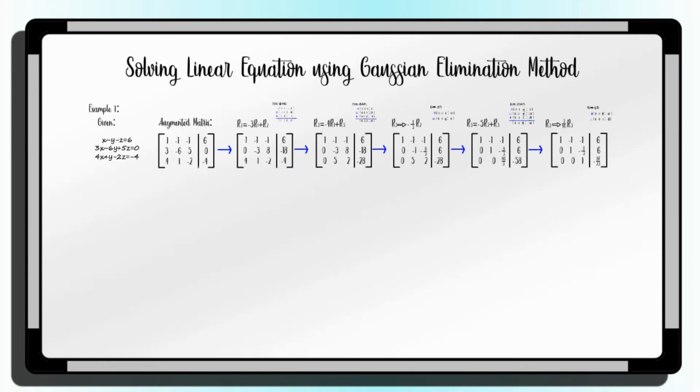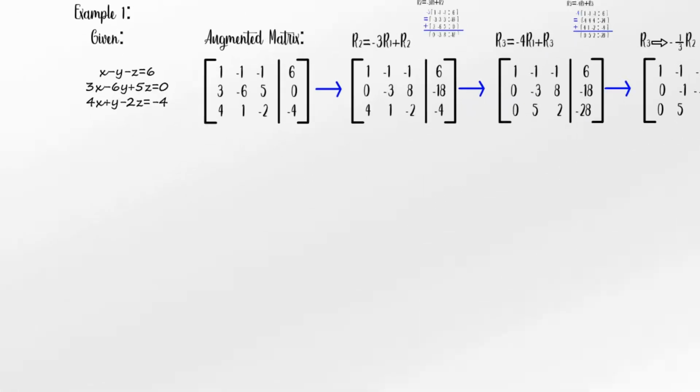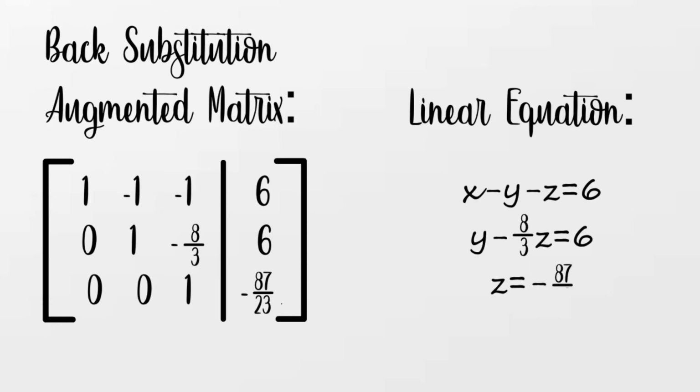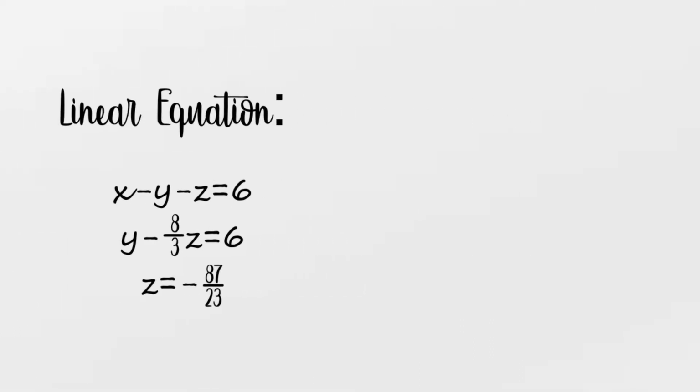Now, the matrix is already transformed to REF. The next step is to use back substitution for solving the linear equation. But before that, we write the augmented matrix as a linear equation. By returning the augmented matrix to the linear equation, we already have the value for z. Use z to solve for the other variables.